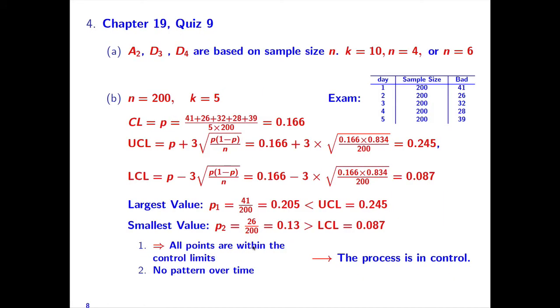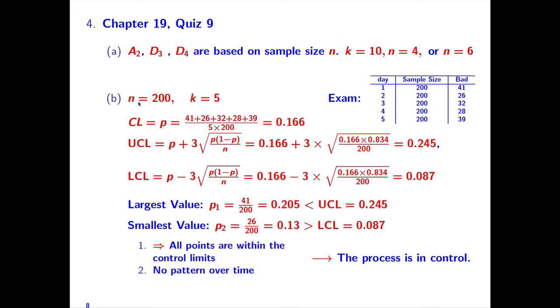Now, for chapter 19, quiz number 9, A2, D3, D4 are based on the sample size n. And for this quiz, I gave you k equals 10, and one form had n equals 4, and the other form had n equals 6. So you have to use n, the sample size, to find A2, D3, and D4.